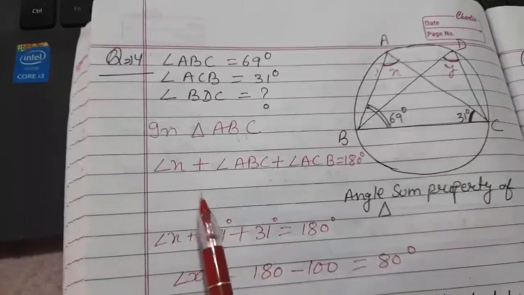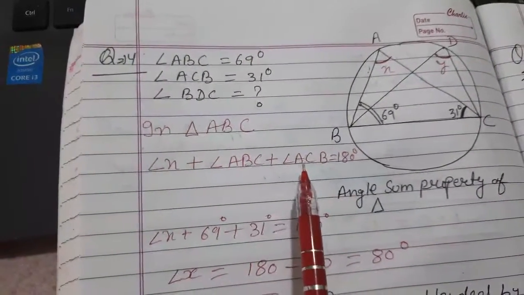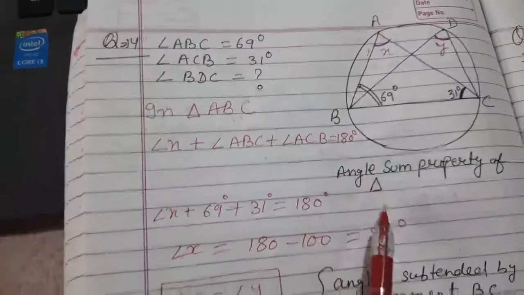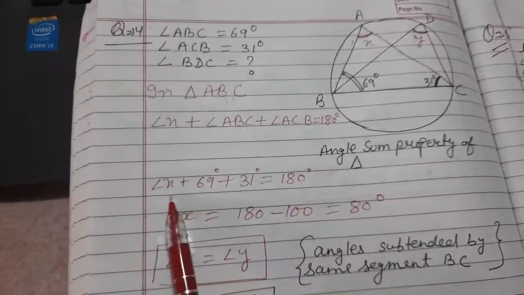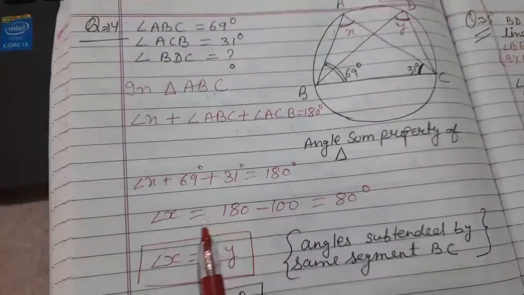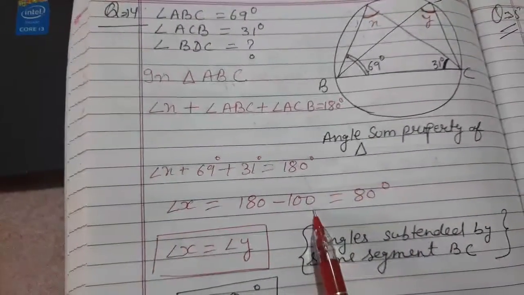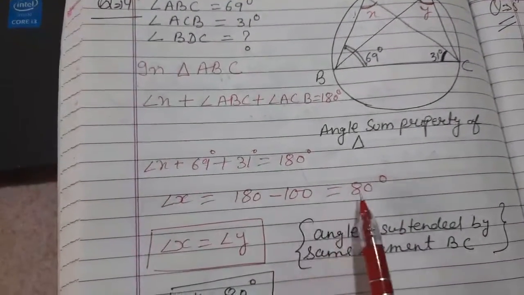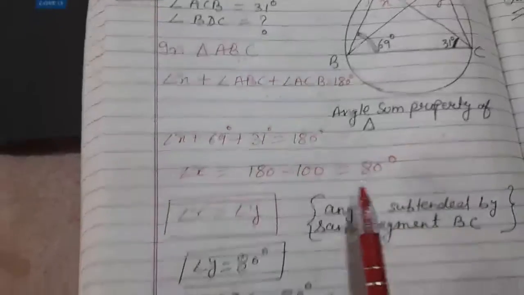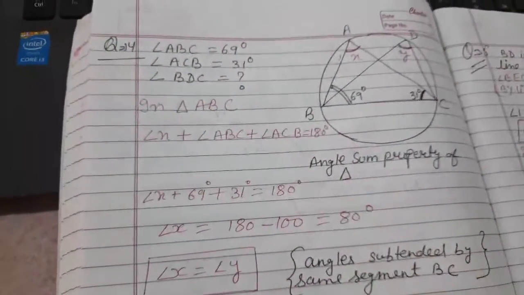X plus angle ABC plus angle ACB is equal to 180 degrees. Angle sum property of triangles. X plus 69 plus 31 is equal to 180 degrees. So easily we can calculate angle X equal to 80 degrees. 180 minus 100 will be equal to 80 degrees. So angle X will be equal to angle Y, as I just explained why.